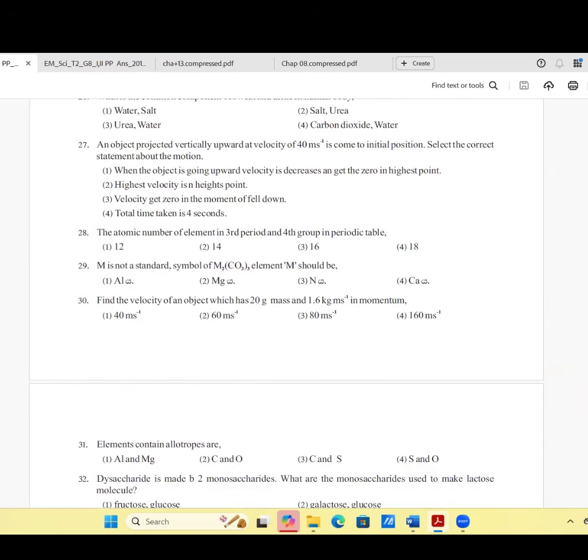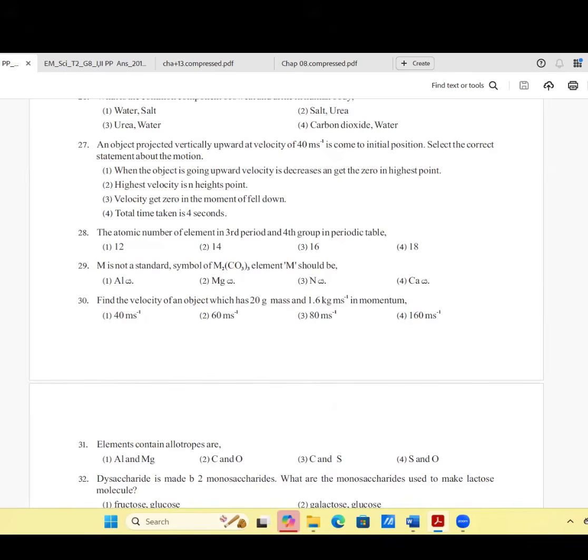27. An object projected vertically upward at a velocity of 40 ms-1 comes back to its initial position. Select the correct statement about the motion. 1. When the object is going upward, velocity decreases and becomes zero at the highest point. Number 2. Highest velocity is at the highest point. Number 3. Velocity becomes zero at the moment of falling down. Number 4. Total time taken is 4 seconds. 27. Answer 1. When the object is going upward, velocity decreases and becomes zero at the highest point.